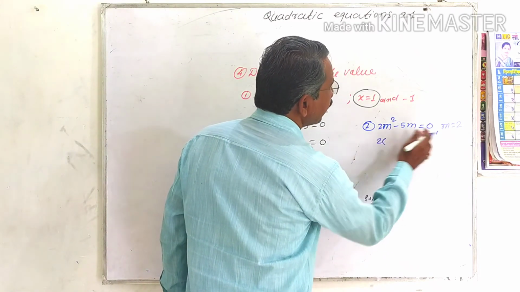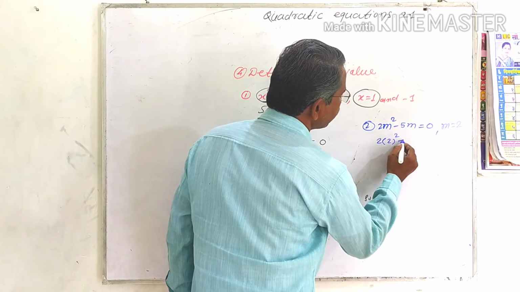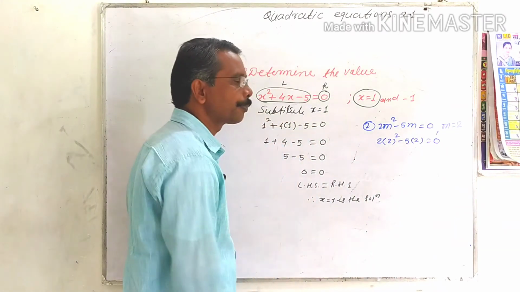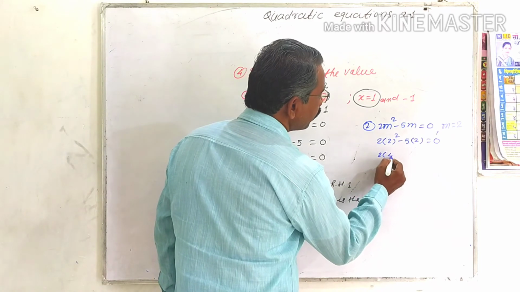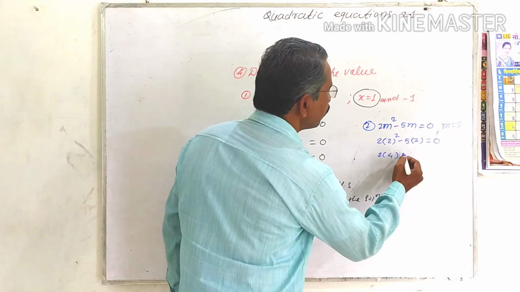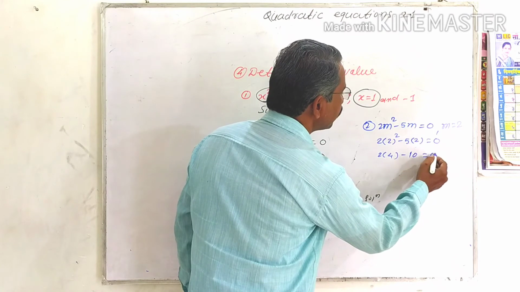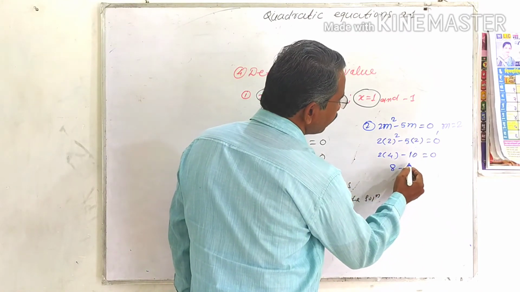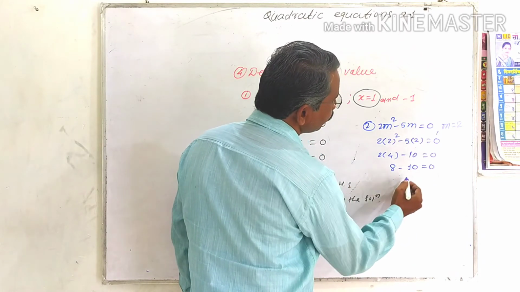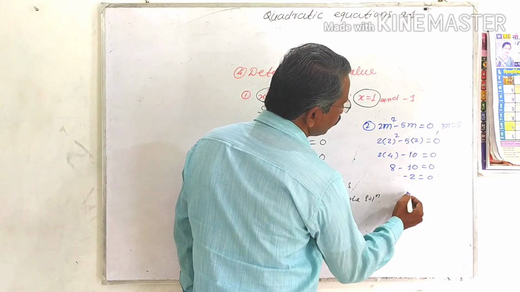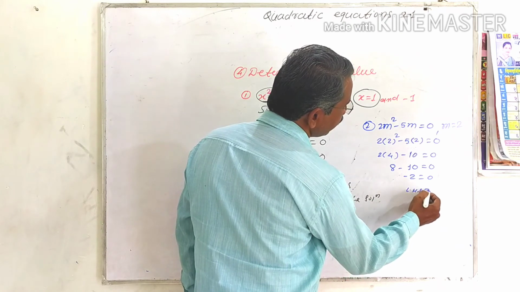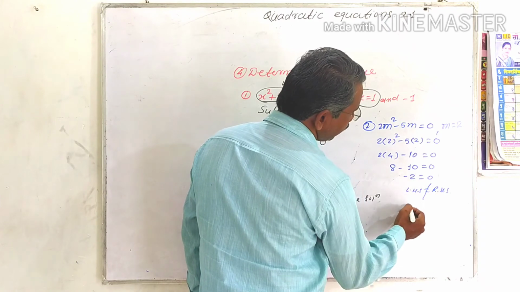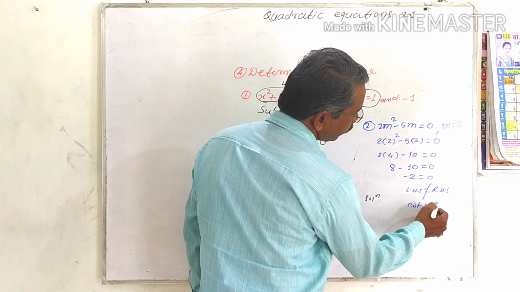2, but m equal to 2, so 2 square. 5m, m equal to 2, 2 equal to 0. 2 times 4 minus 5 times 2, 10, equal to 0. 2 times 4, 8, minus 10 equal to 0, minus 2 equal to 0, means left hand side is not equal to right hand side, and hence it is not a solution.